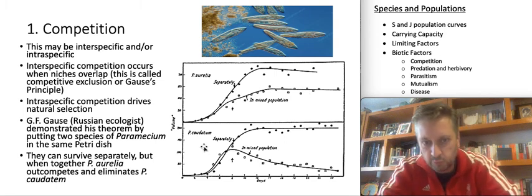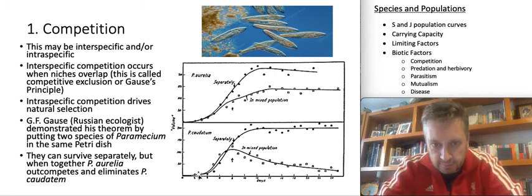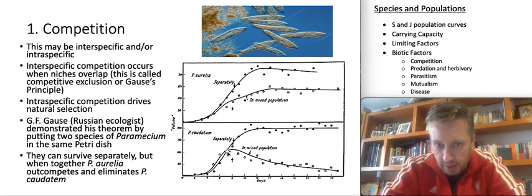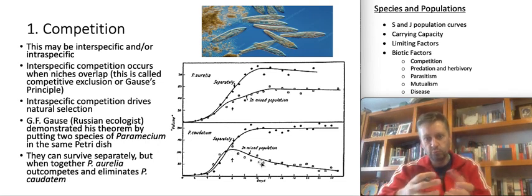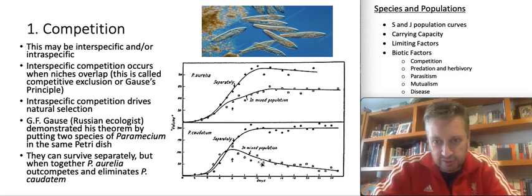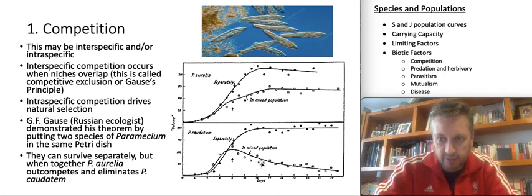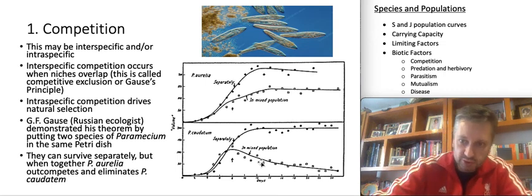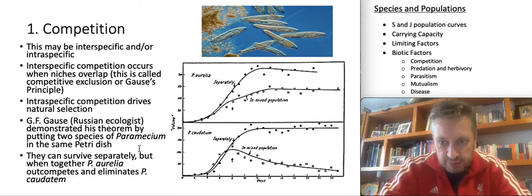When he did the same with Paramecium caudatum, this top curve is the S-shaped growth curve individually, and this is the curve when he put it together with Paramecium aurelia. And you can see that Paramecium aurelia wins out, and Paramecium caudatum, when grown together with the other species, is outcompeted and can't survive together in that niche. It can only survive separately. So that's just a good example of interspecific competition.